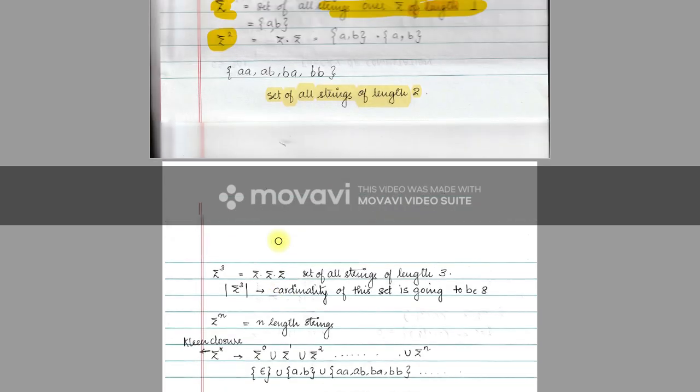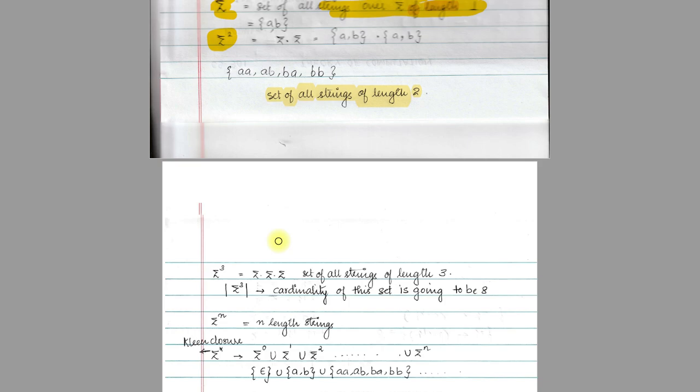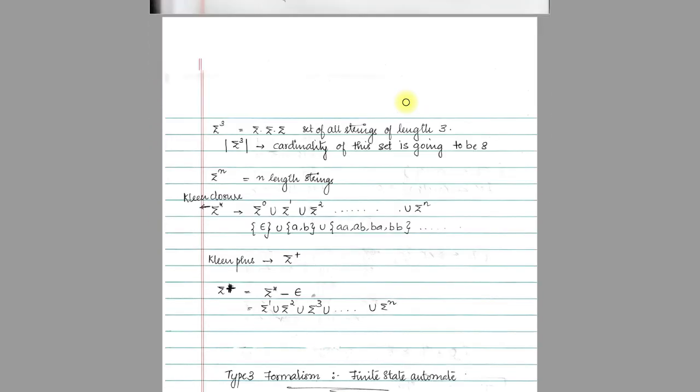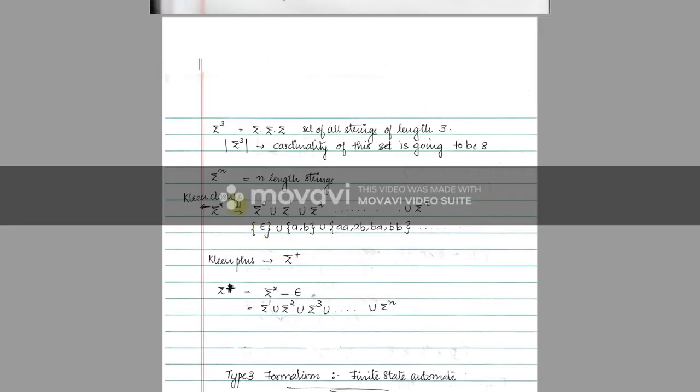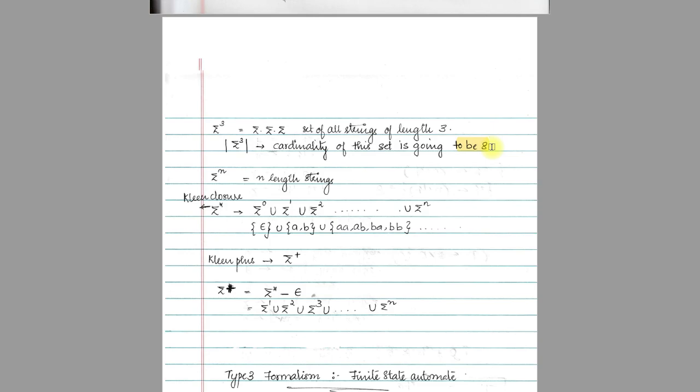Now, what about the number of elements in that particular set? How do you find that? The number of elements in a set is defined as the cardinality of the set. In this example, we are considering the alphabet a, b. Two elements are there, so obviously 2 raised to 3, that is 8. So the cardinality of that particular set is 8. Suppose sigma raised to 4, what is the cardinality? It will be 2 raised to 4.